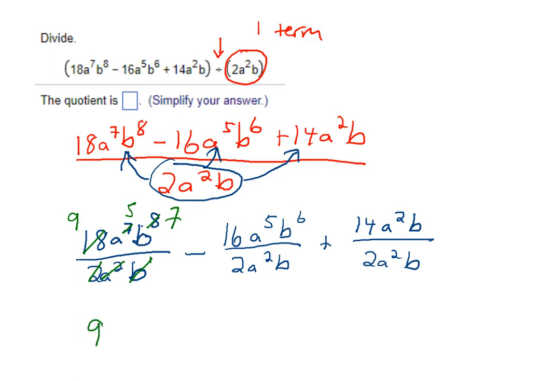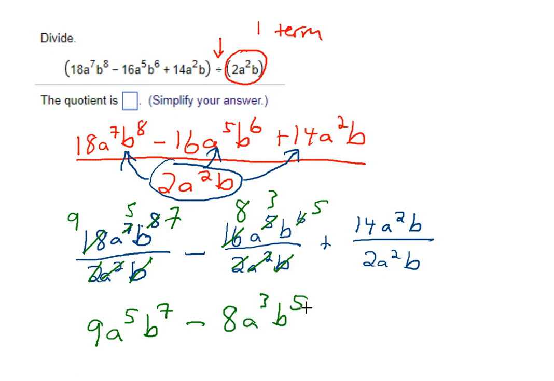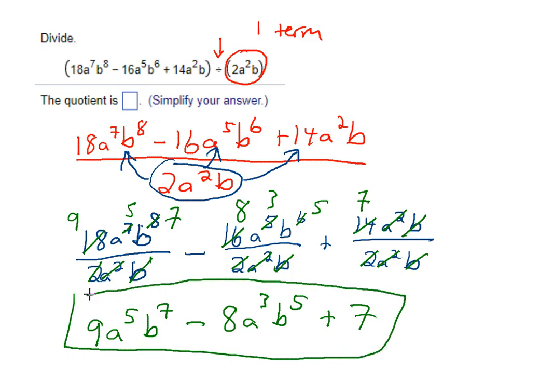So this result simplifies down to 9, a to the 5th power, b to the 7th power. Minus the 2 cancels out with the 16, leaves me with an 8. 2 powers of a get canceled out. 1 power of b gets canceled out. And we get 8. Sorry, I don't know why I skipped the a. 8, a to the 3rd power, b to the 5th power. Plus the 2 cancels out with the 14, leaves me with 7. Both powers of a cancel out. The b's cancel out. And so we just have 7. And that's my final answer.